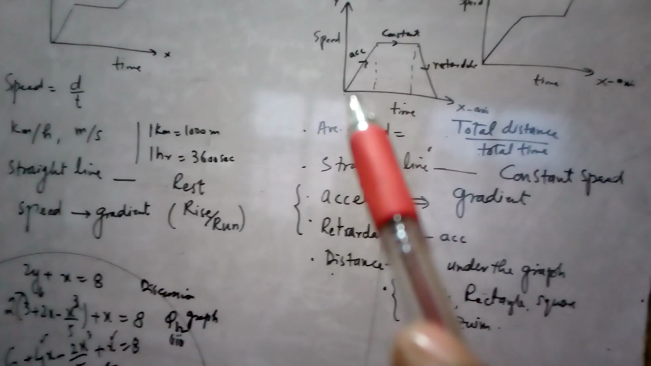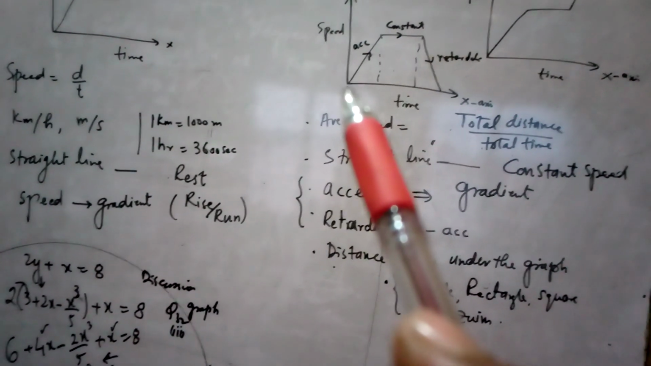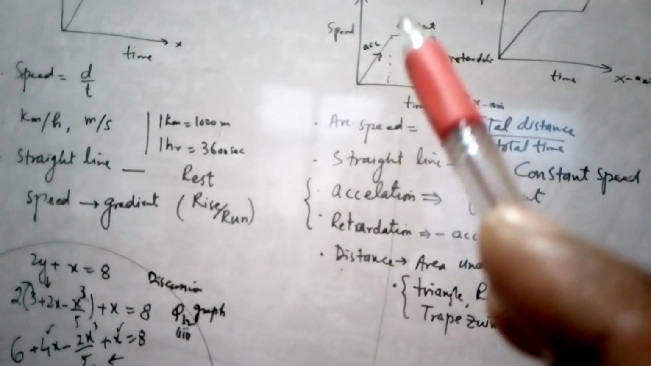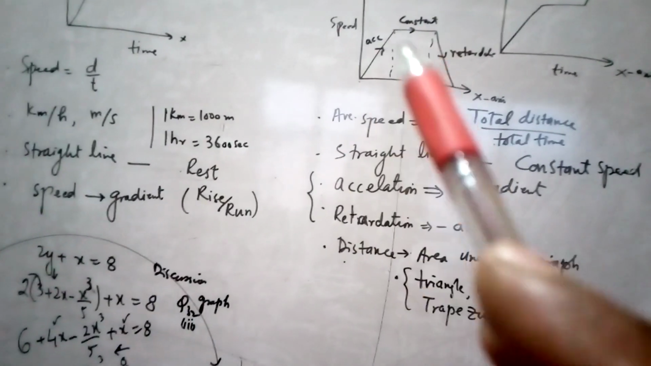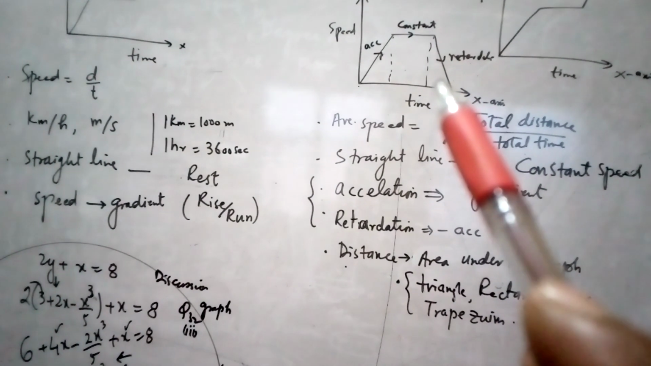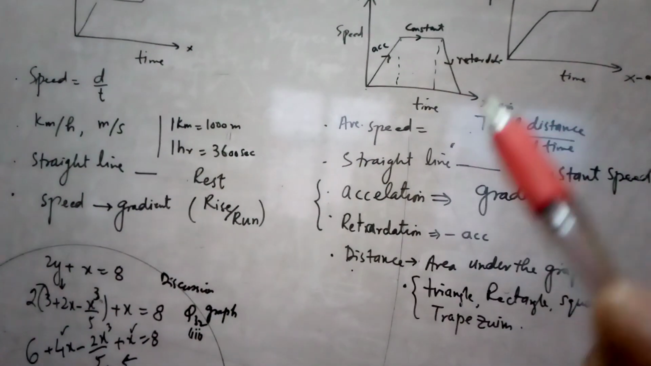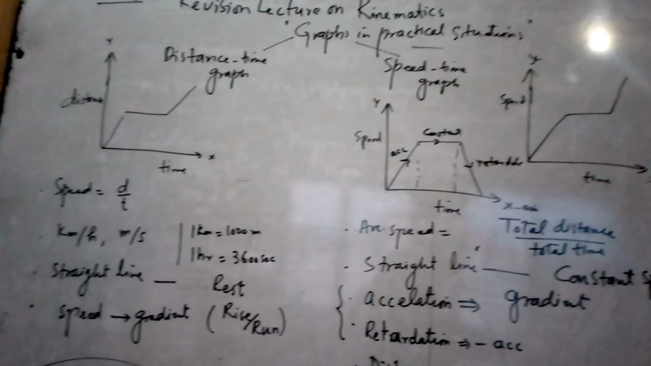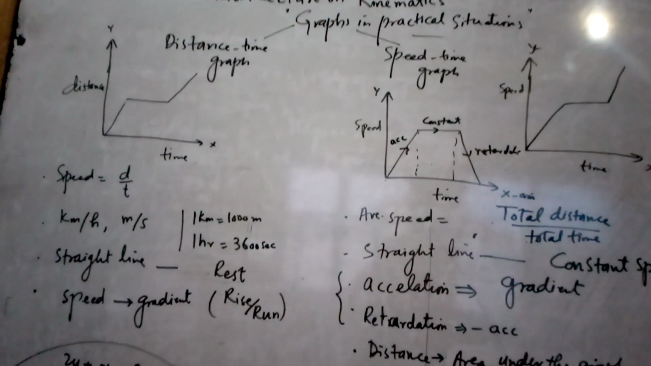Okay, if the question is to calculate the whole distance covered by the particle, then it can be divided into 3 parts. This is a triangle, this inner one is a rectangle, and this one is also a triangle. Okay, and overall you can use that this is a trapezium, and the area of a trapezium is equal to 1/2 the sum of parallel sides multiplied by height.